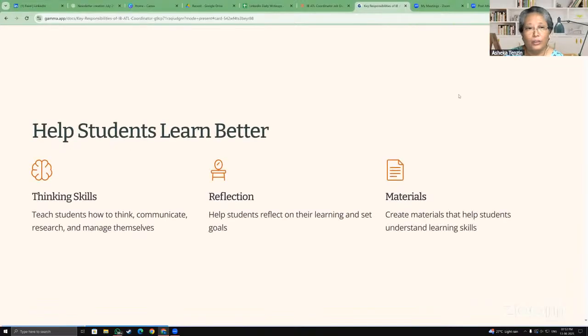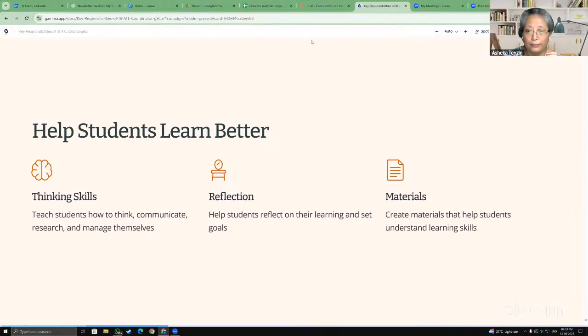So, what is the role? Your role as an ATL coordinator is to help the students learn better. And what do you mean by this? You will teach the students how to think, how to communicate, how to research, and how to manage themselves. So you can see over here all the skills that are there in the ATL skills, the document that we have to refer to in the IB. All skills are here. So you have to teach these students the skills.